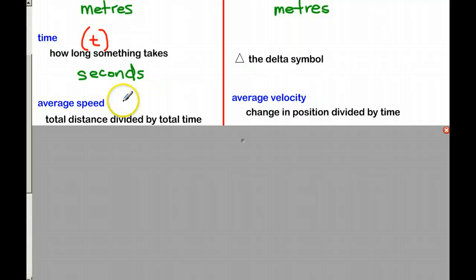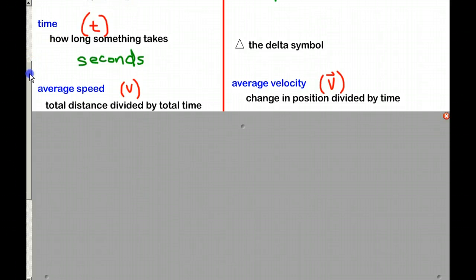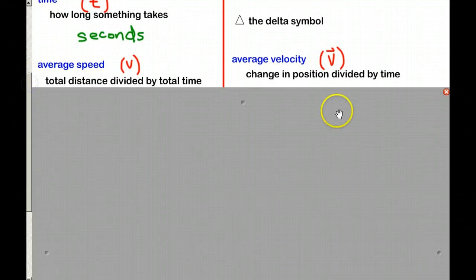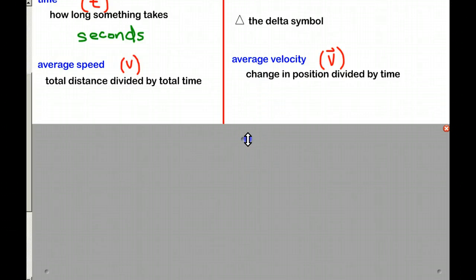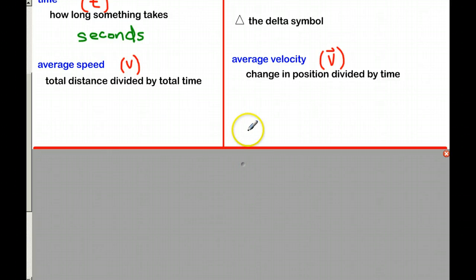So average speed, it's a V. Average velocity, it's also a V, but because it's a vector, we have to put an arrow on top to note that it's a vector quantity and that there needs to be a direction in your final answer. Okay, so total distance divided by time. This is actually our first two formulas we're going to learn. Both quantities are measured in meters per second.